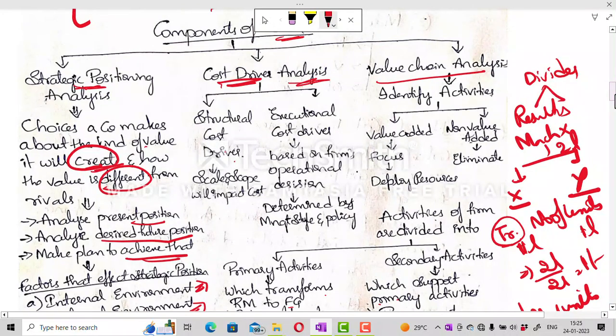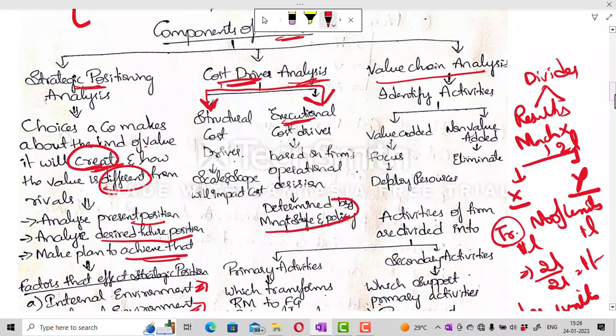There are two ways of dividing the cost drivers. That is structural cost driver and executional cost driver. Executional cost driver, in the sense, will be determined by management style and policy in its own way. And structural cost driver, in the sense, scale and scope will impact the cost.